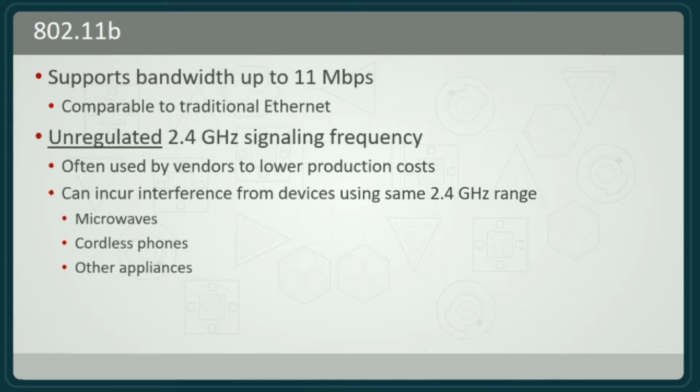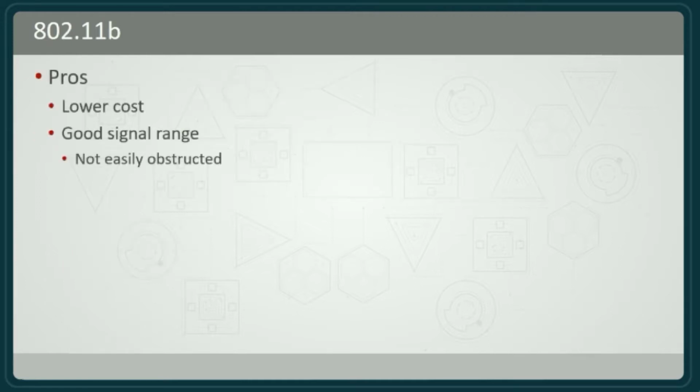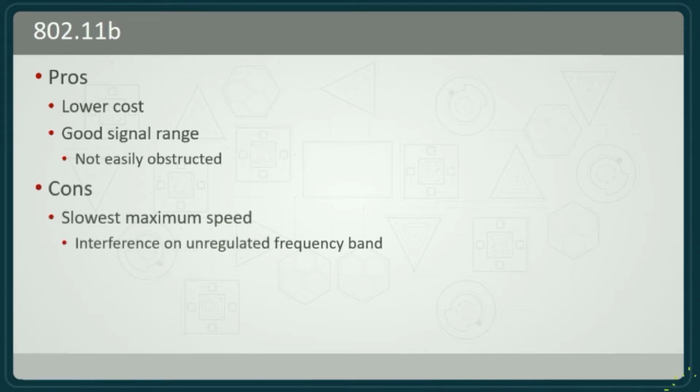So ultimately, it can suffer interference from devices using the same 2.4 gigahertz range. Some common examples are microwave ovens, cordless phones, and various other appliances, so they can disrupt the signals. So in terms of the pros, it is a lower cost and it has that better range and it's not as easily obstructed, but on the con side, it is the slowest maximum speed and again, susceptible to interference because of that unregulated frequency band.